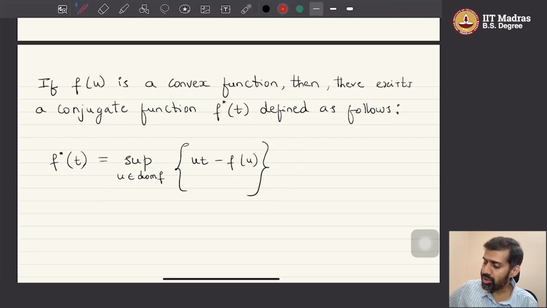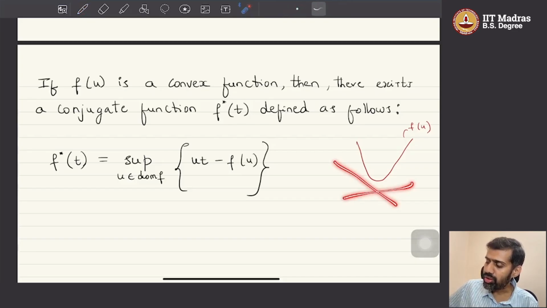Roughly what happens is, suppose you have a function f of u, which is a convex function here. What we are actually doing is constructing multiple lower bounds for this function f of u at every point, and the value for f star of t would be that particular lower bound which is the tightest. Supremum corresponds to, you can look at that as the maximum operation if the value is attained.